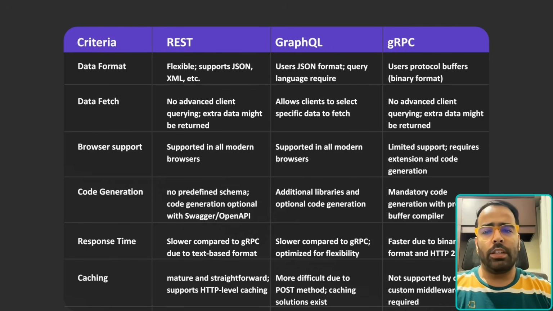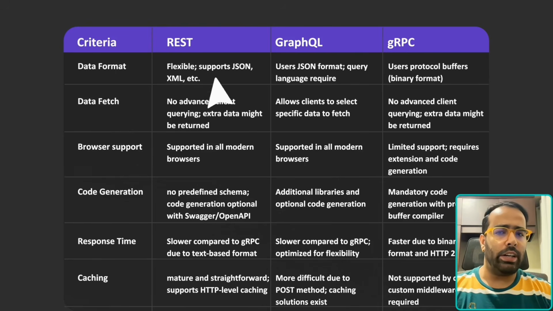So if we compare the differences, first one is REST, GraphQL, and gRPC. So REST can support JSON, XML, and extra, but JSON is widely used. GraphQL uses JSON format, query language required. gRPC uses protocol buffers, binary format. Data fetch, extra data might be returned. Here in GraphQL, allow clients to select specific data to fetch. But in gRPC, no advanced client query, extra data might be returned.